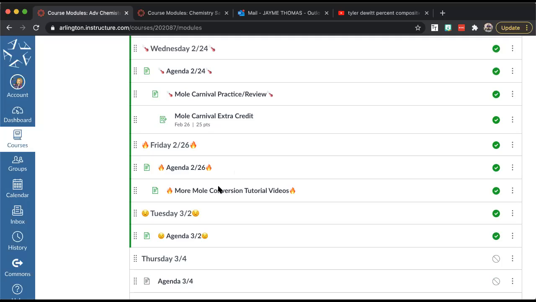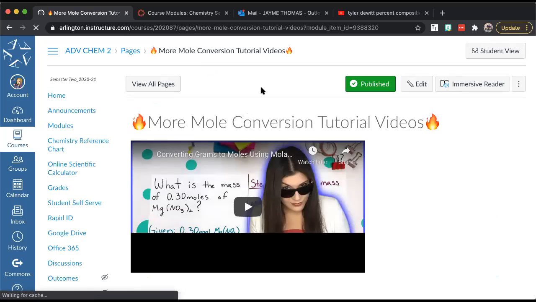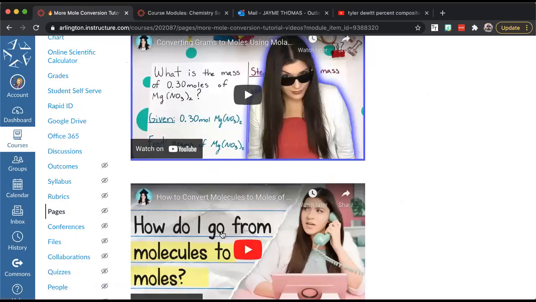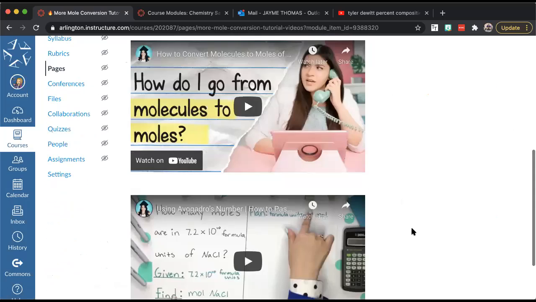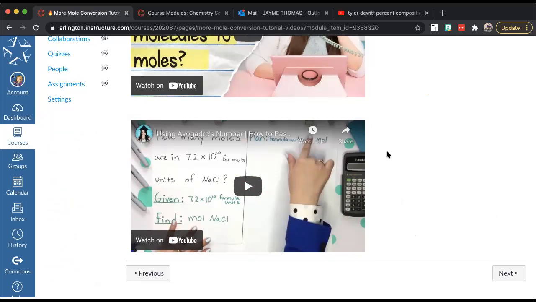And so really all I did for last Friday was post a couple of tutorial videos on mole conversions. The first one deals with molar mass, so all these are going to be grams and mole calculations. The second one deals with molecules, which is like our particles, so that's going to be Avogadro's number. And then the third one also deals with Avogadro's number as well. So there's a mixture here.